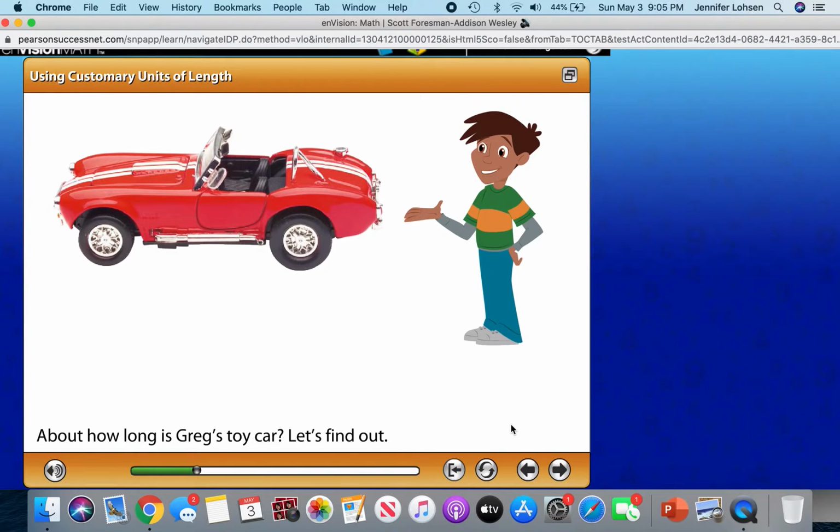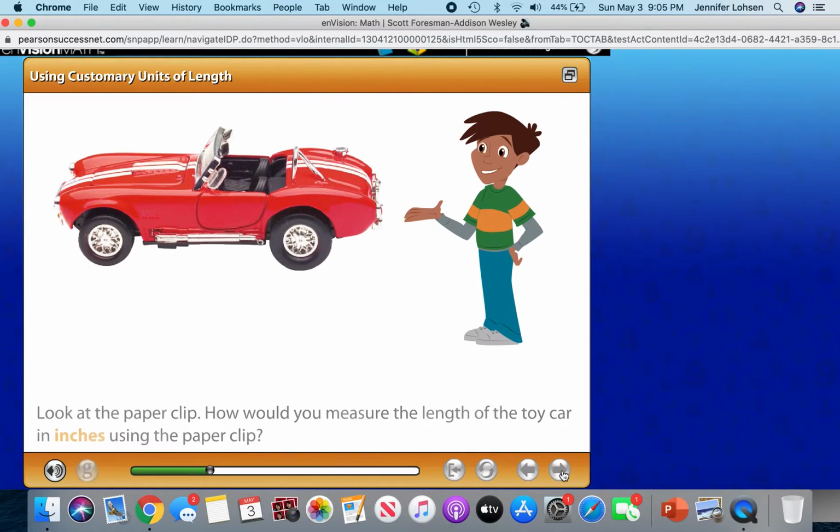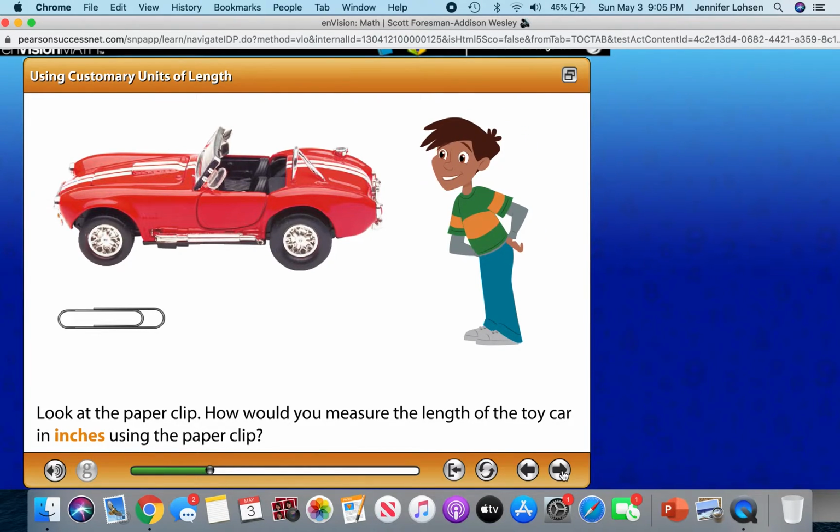We talked about an object when we were back at school that is about 1 inch long. And if you guys remember, I showed it to you, and at one point, I think I even chucked it across the room at my desk. If you can remember what that object was, it was a paper clip. How would you measure the length of the toy car in inches using the paper clip? Okay, so we have this non-standard unit of measurement here, and we are going to be using a paper clip, which is approximately the length of 1 inch.